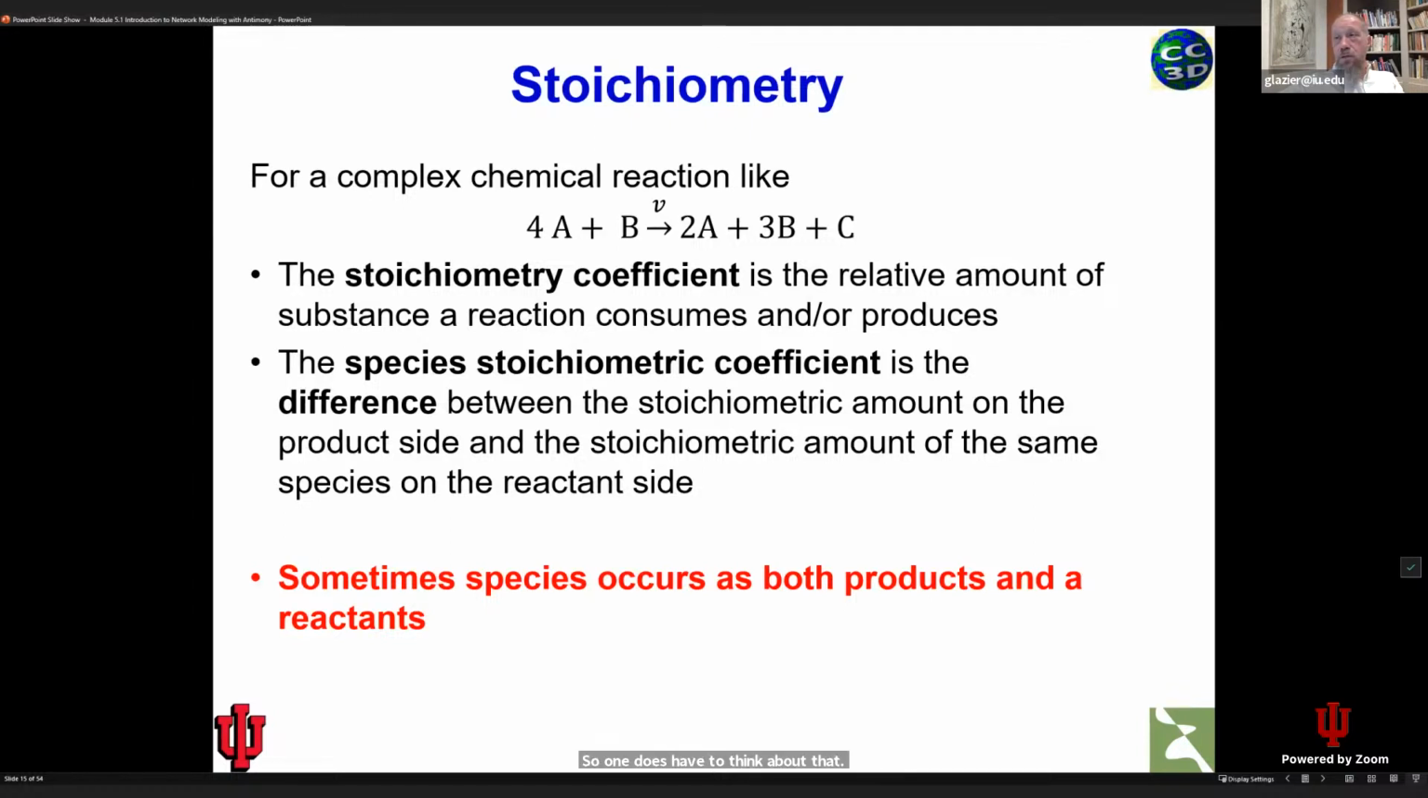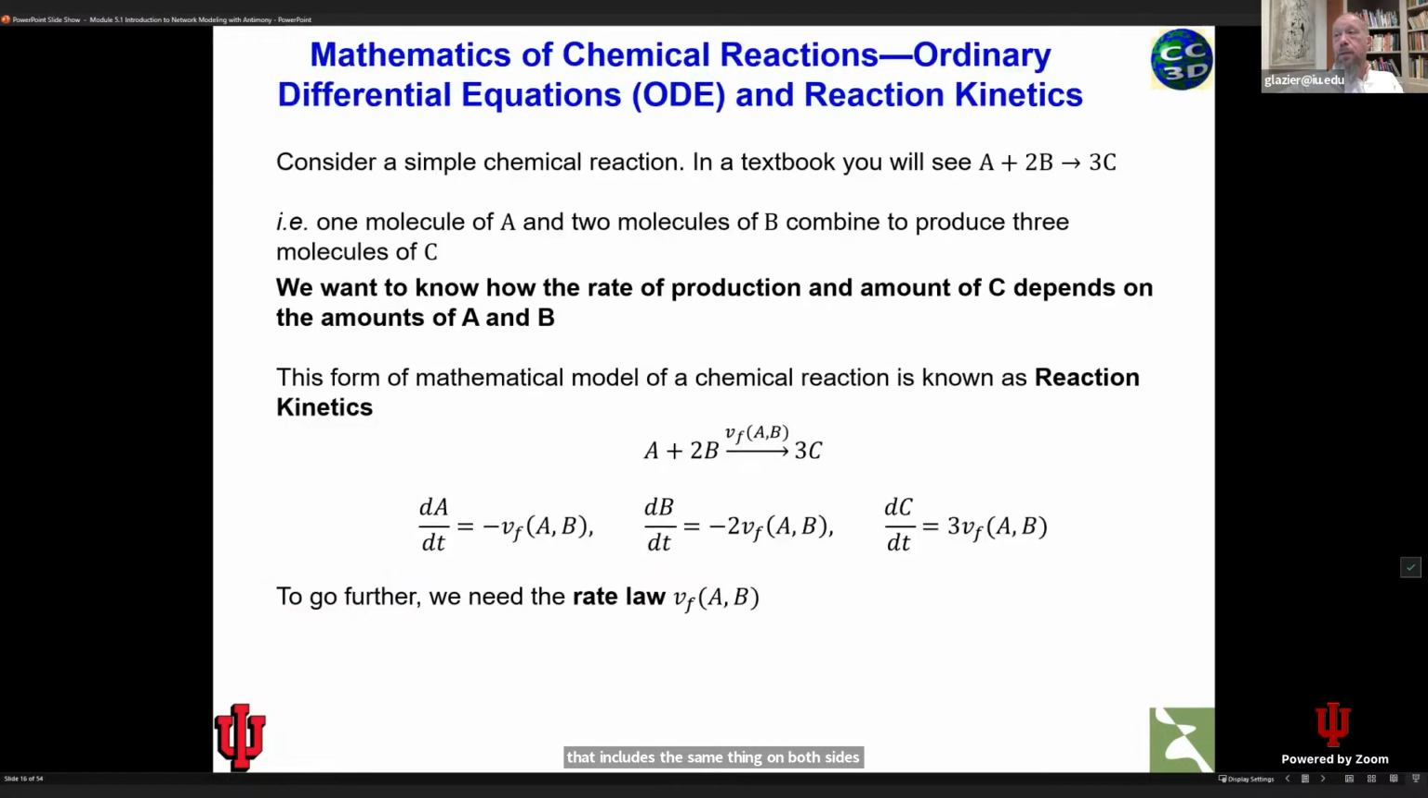What's called the species stoichiometric coefficient is the difference, the net creation or destruction of a particular species. It's relatively common in biology to have a species show up both as a reactant and a product. When you do chemistry in a chemistry course, it tends not to be done that way. But in biology, it's pretty often to have a reaction that includes the same thing on both sides. And so we have to get used to that.